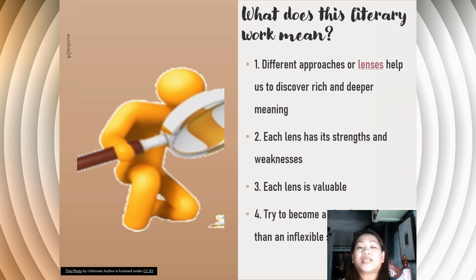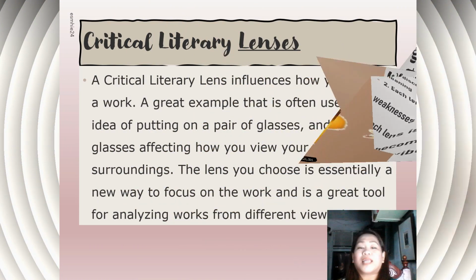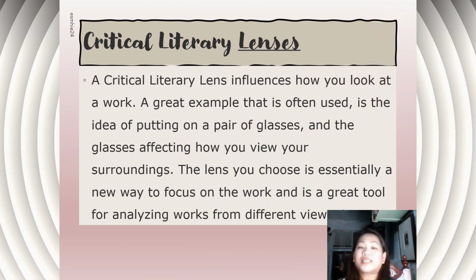The critical literary lenses. A critical literary lens influences how you look at a work. A great example that is often used is the idea of putting on a pair of glasses and the glasses affecting how you view your surroundings. The lens you choose is essentially a new way to focus on the work and is a great tool for analyzing works from different views. Okay?